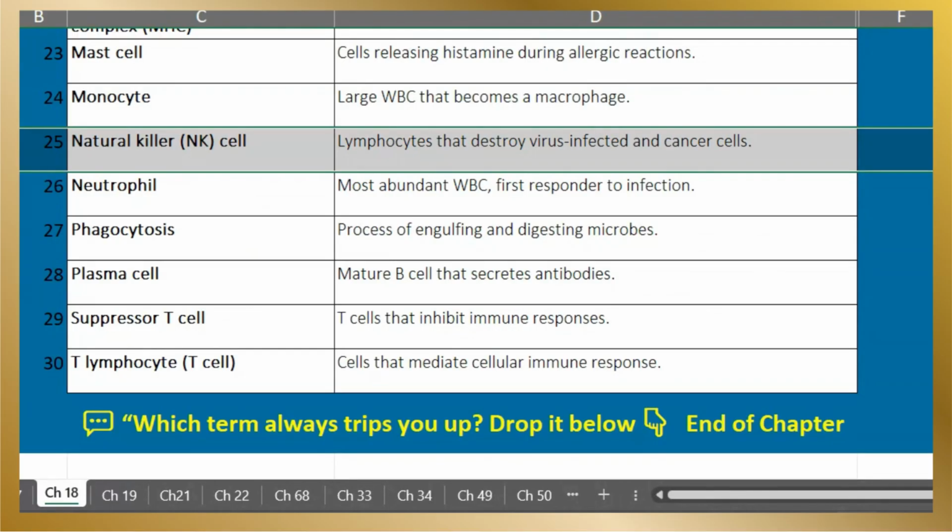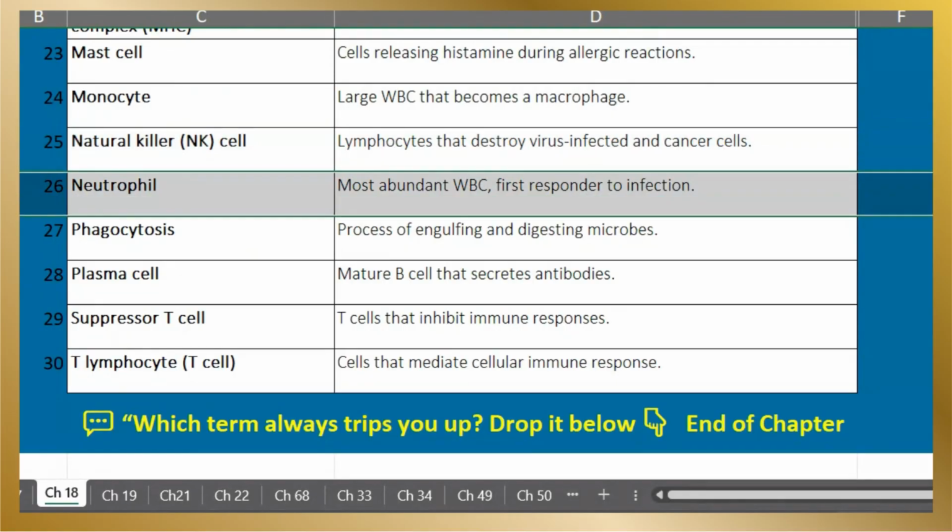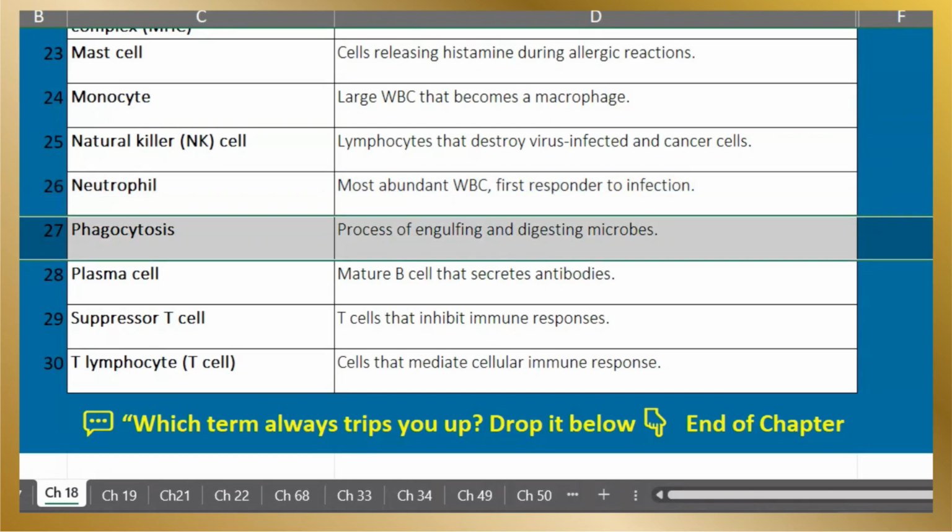Then the neutrophil, most abundant white blood cell, first responds to infection. So here it's elevated in bacterial infection. The phagocytosis is a process of engulfing and digesting the microbes. So it's used by neutrophils and macrophages.